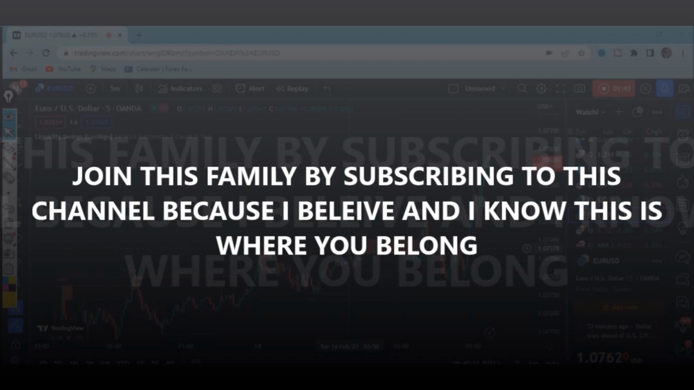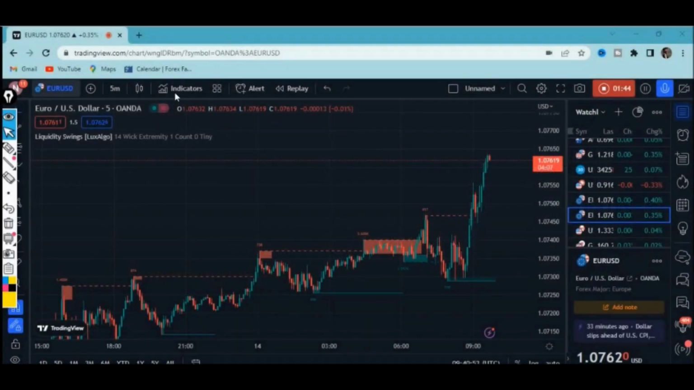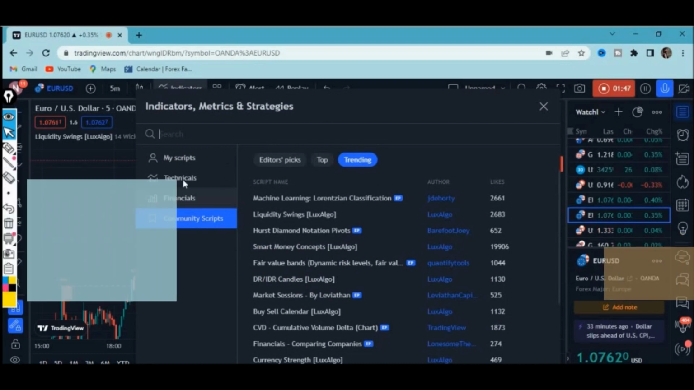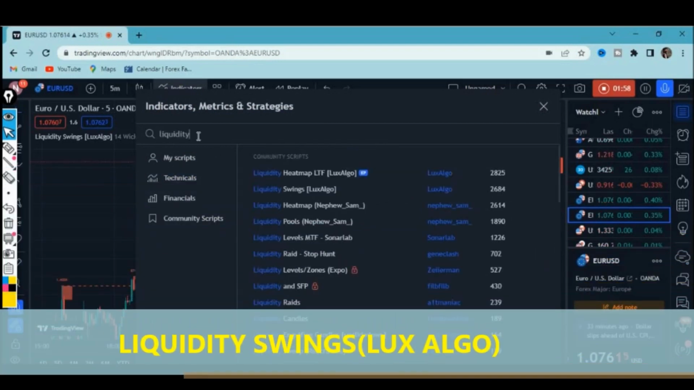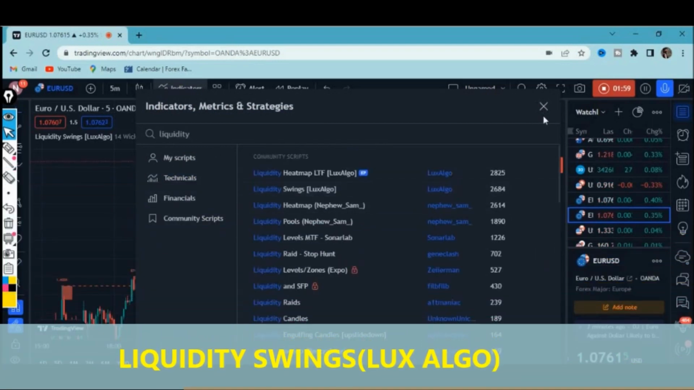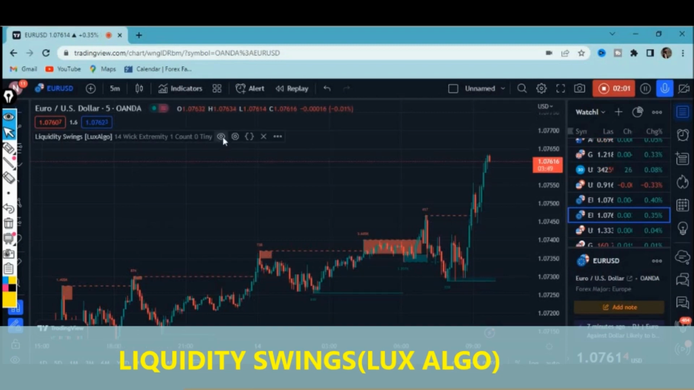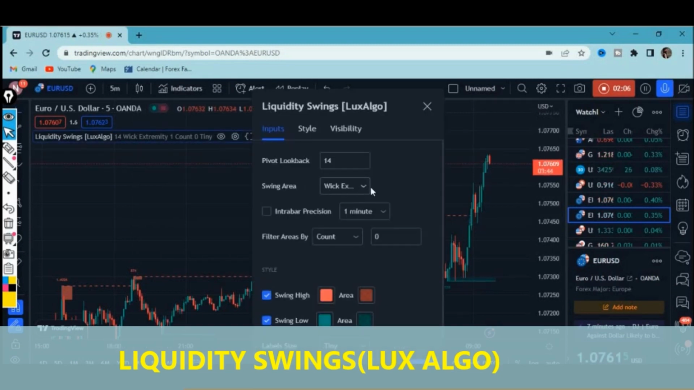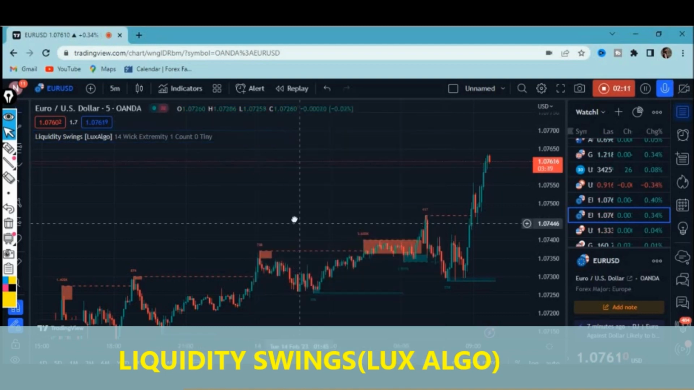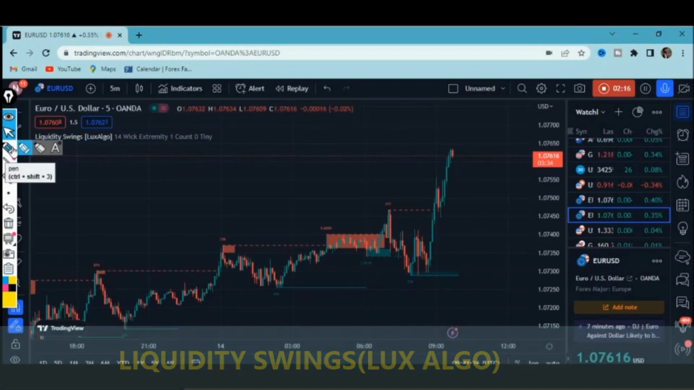So guys, right away, let me show you how you can add the indicator on your chart. You're just going to click on the indicator tab, then type Liquidity Swings Lux Algo, and click on it. Once you click on it, go directly to settings and make sure the swing area is on weak extremity. When it is like that, click on OK, and this is how it is going to appear on your chart.